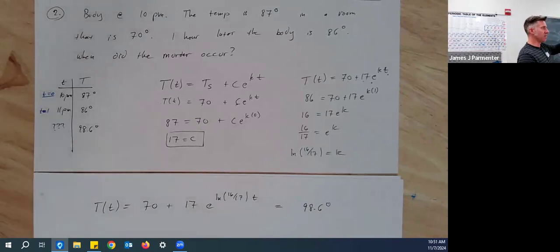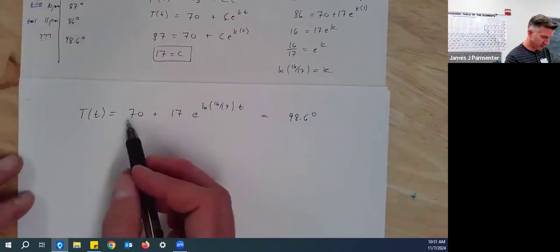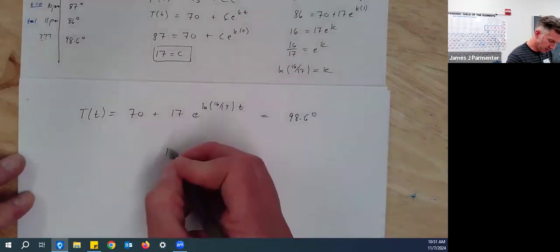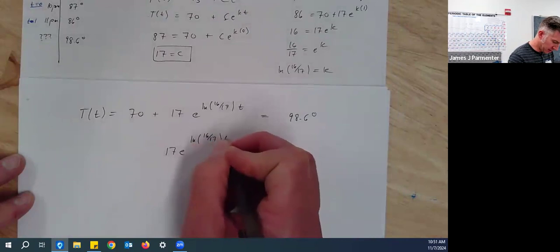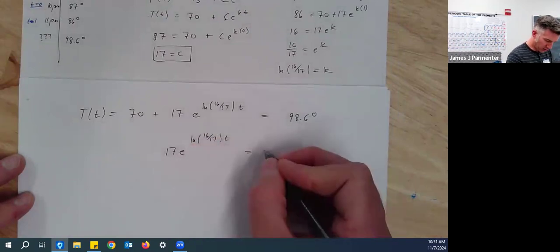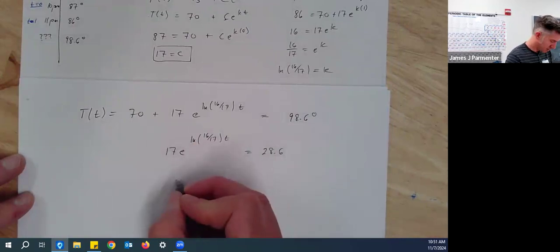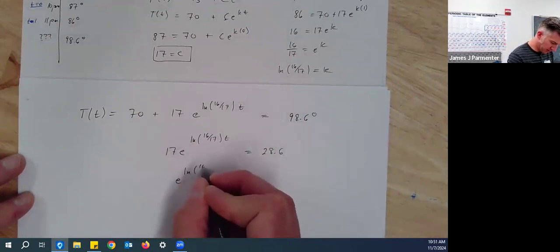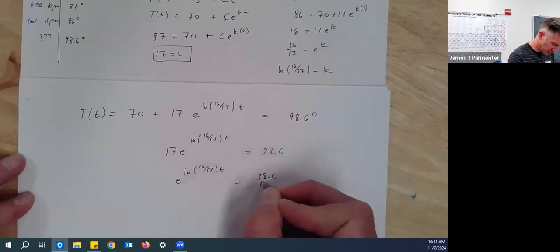And solving for t is pretty much the same process as solving for k. You isolate the e to the whatever thing, and you take the natural log of both sides, and then you solve for whatever. So here we're going to subtract 70 from both sides. We get 17 e to the natural log of 16 over 17 times t equal to 28.6 divided by 17. So e to the natural log of 16/17 times t is equal to 28.6 over 17.